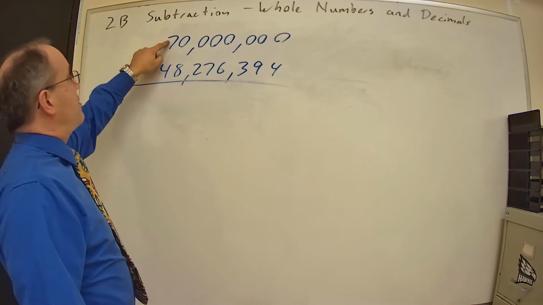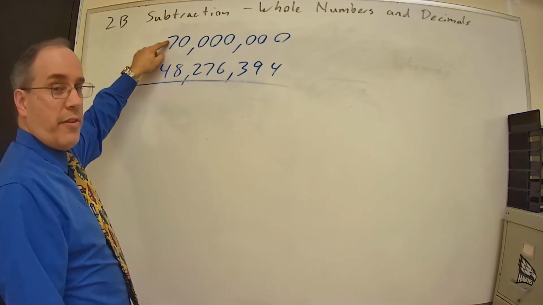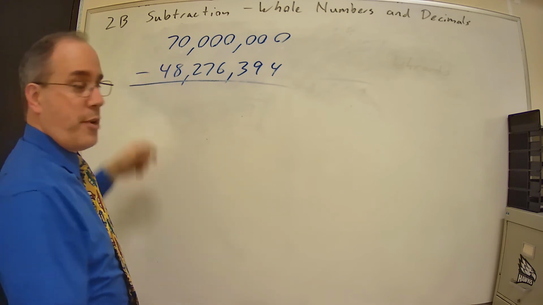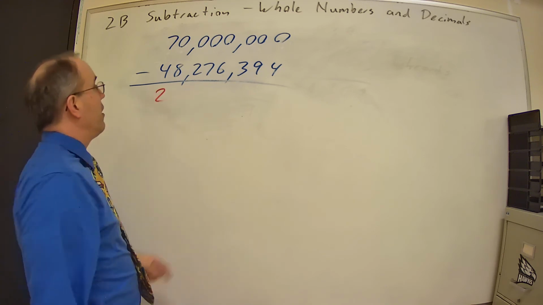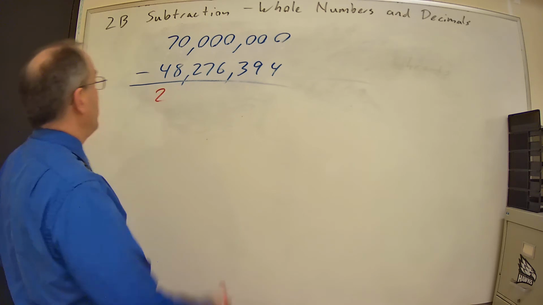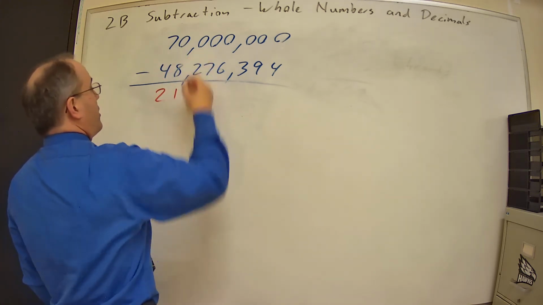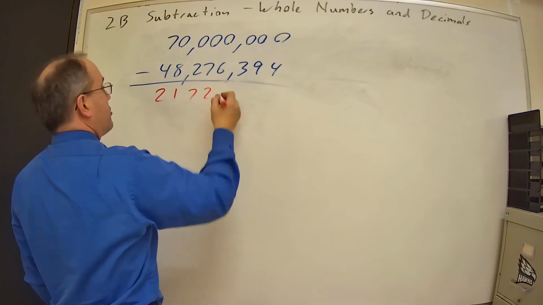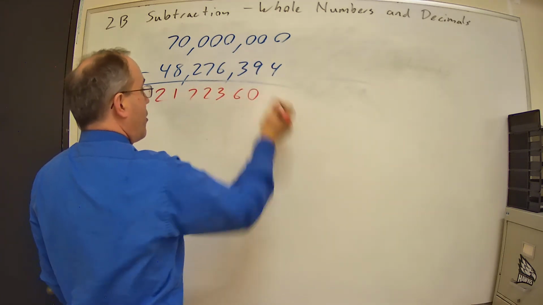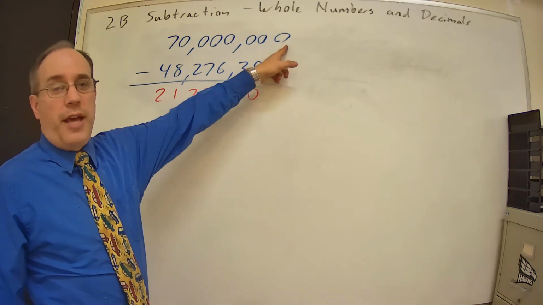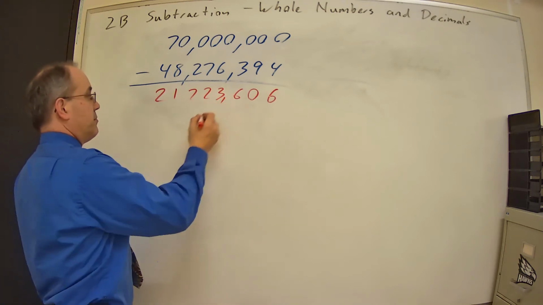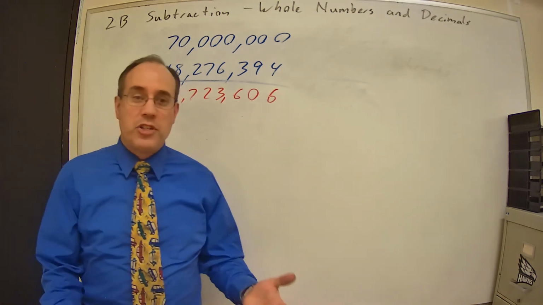I know that this is going to become one number less. So it's going to become a 6. 6 minus 4 is 2. All of these are going to become 9s. 9 minus 8 is 1, 9 minus 2 is 7, 9 minus 7 is 2, 9 minus 6 is 3, 9 minus 3 is 6, 9 minus 9 is 0. And this one's going to become a 10. 10 minus 4 is 6. Don't I look smarter than I really am?